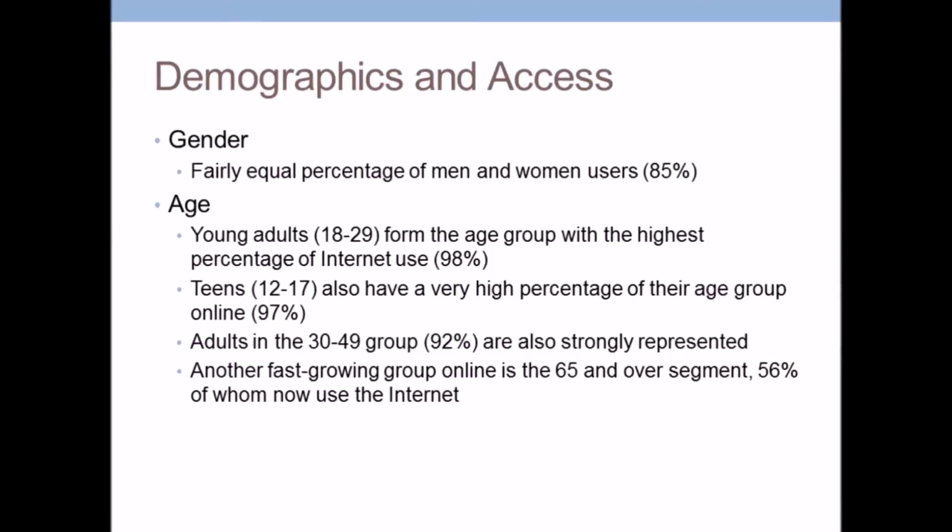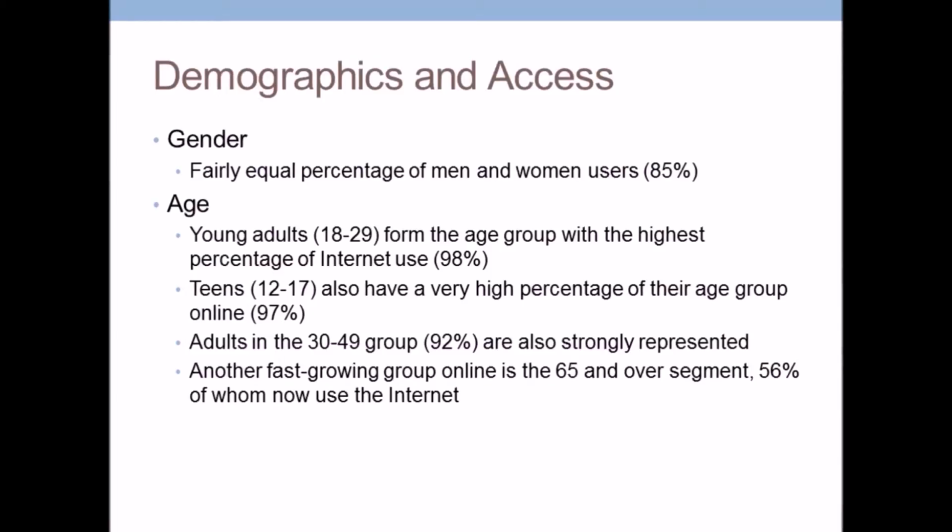There is a fairly equal percentage of men and women users, which is around 85%. When it comes to the young adults who access the internet, they are between the ages of 18 to 29. They form the highest percentage of internet use, which is around 98%. Now, teens, especially between the ages of 12 to 17 years, also have a very high percentage of their age group online, which comes to roughly 97%.